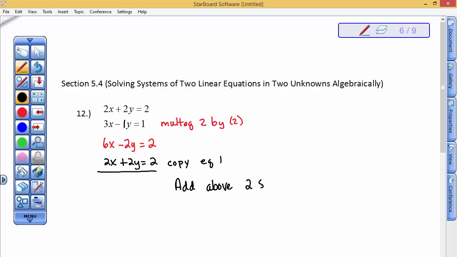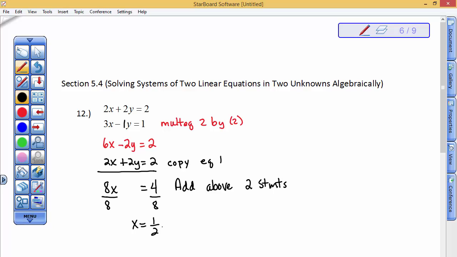I'm going to abbreviate that as statements. So 6x and 2x adds to be 8x. These y's cancel. 2 plus 2 is 4. And when I divide both sides by 8, I get x equals 1/2 when I reduce that.